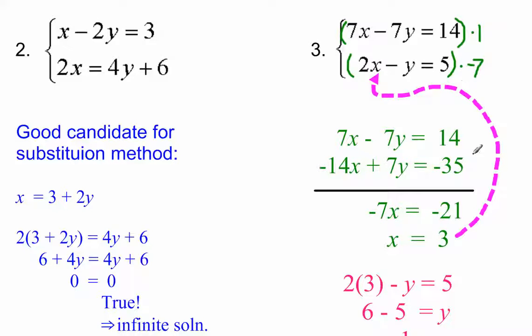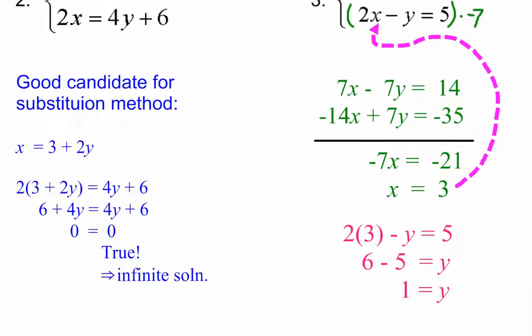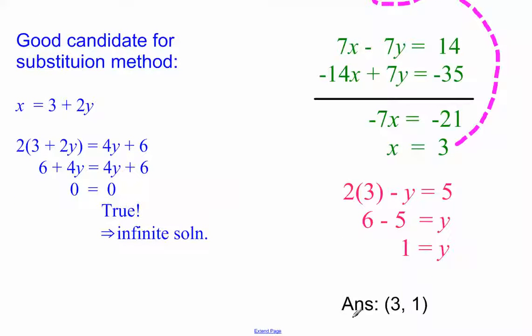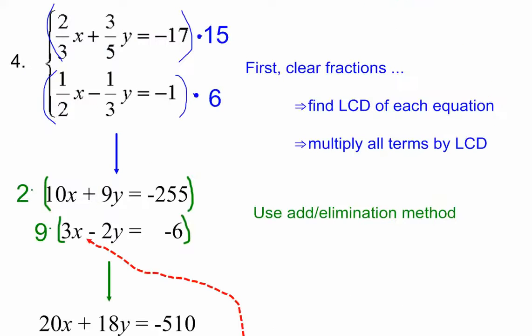Distribute through and you get these two equations. We're going to add so that we get -7x equals -21. Our y's dropped out, and we got x equals 3. That gets plugged into the other equation, and we solve for the y and get our ordered pair answer of 3, 1. Now this last example is a lot more interesting because it's got all kinds of stuff going on.